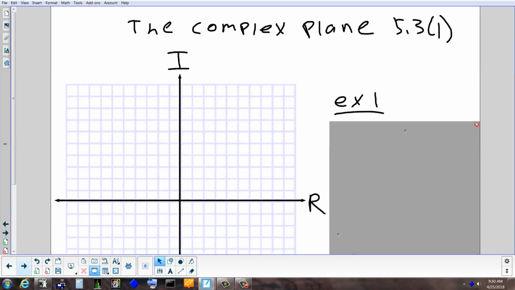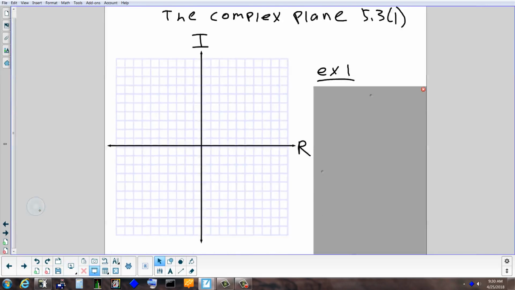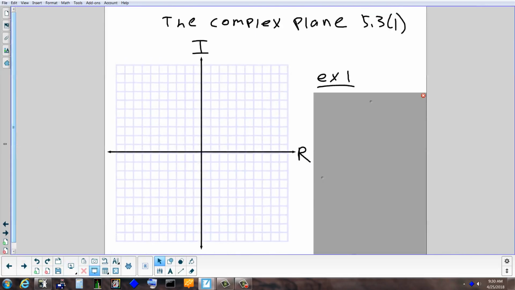Okay, so last section. As I said, we're not going to get through the whole thing today. We'll get through a good part of it. And the first thing that they show us in this section is what's called the complex plane. So the complex plane is a way to graph complex numbers. Instead of having an x and a y-axis, we just rename them. In place of the x-axis, we call it the real axis. In place of the y-axis, we call it the imaginary.